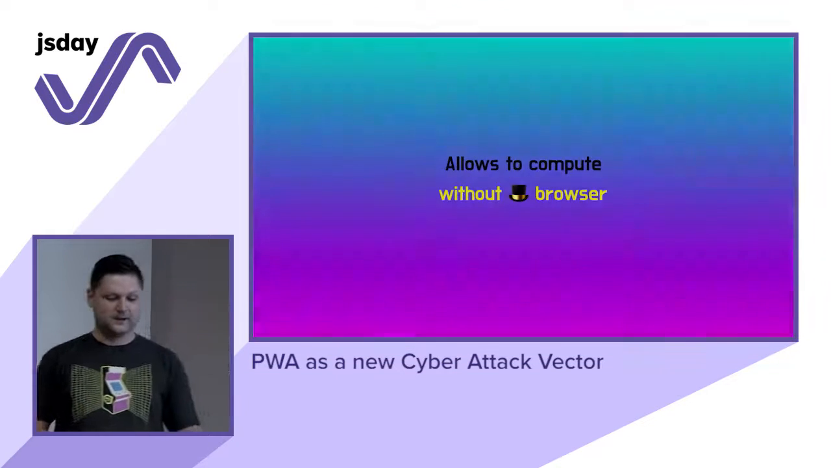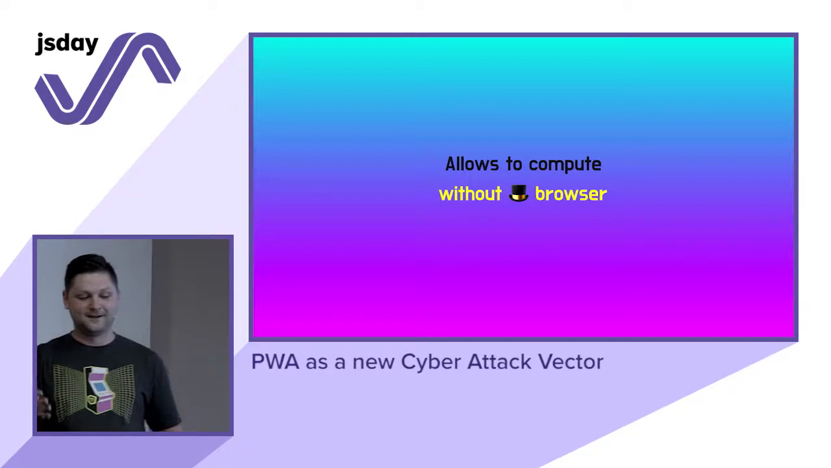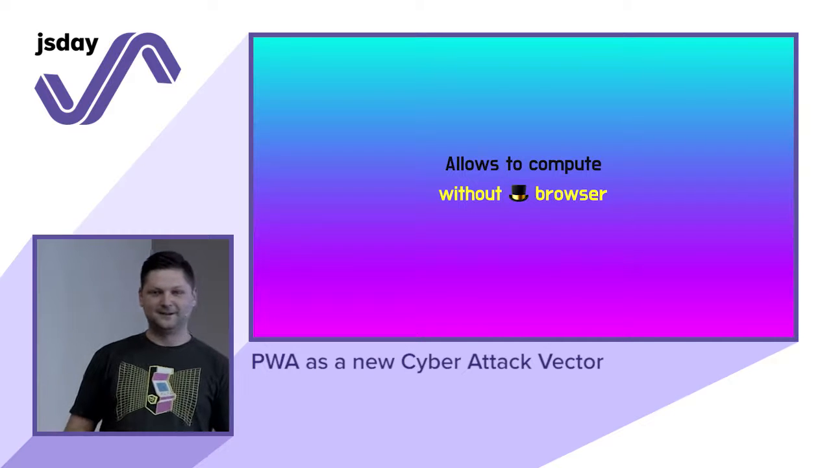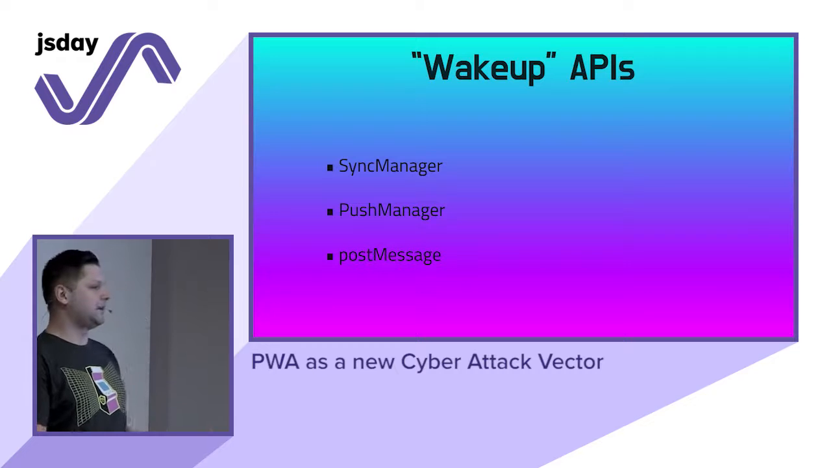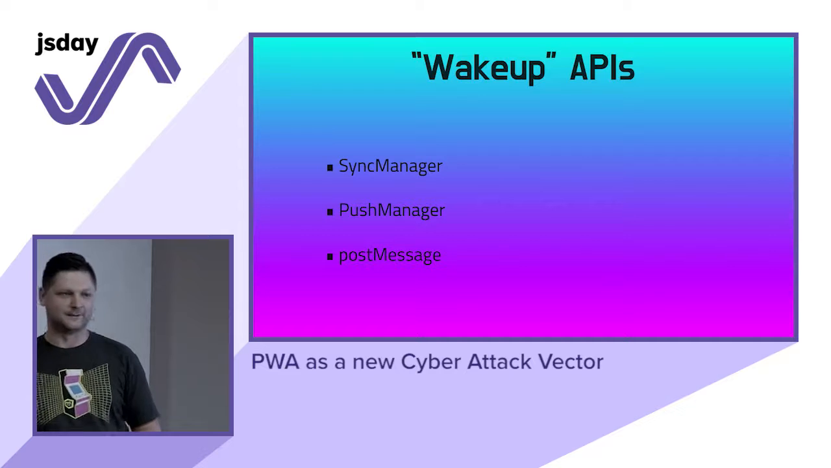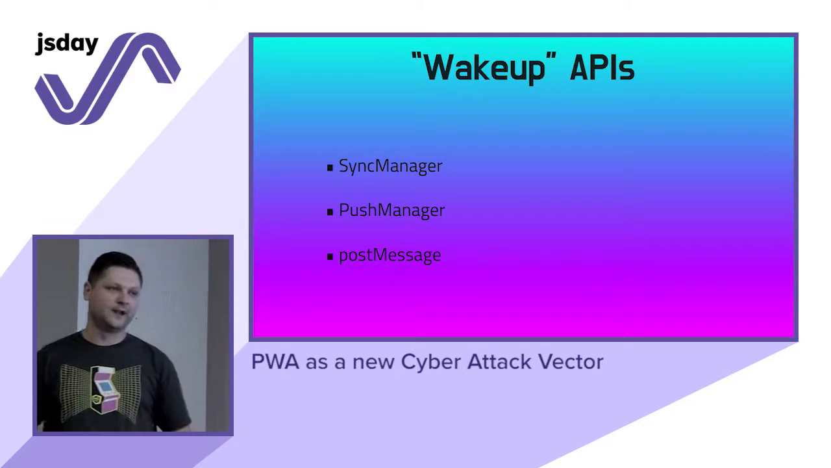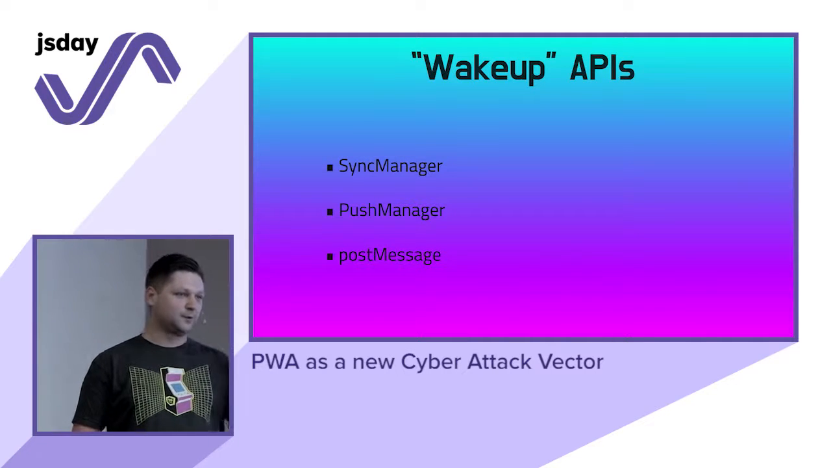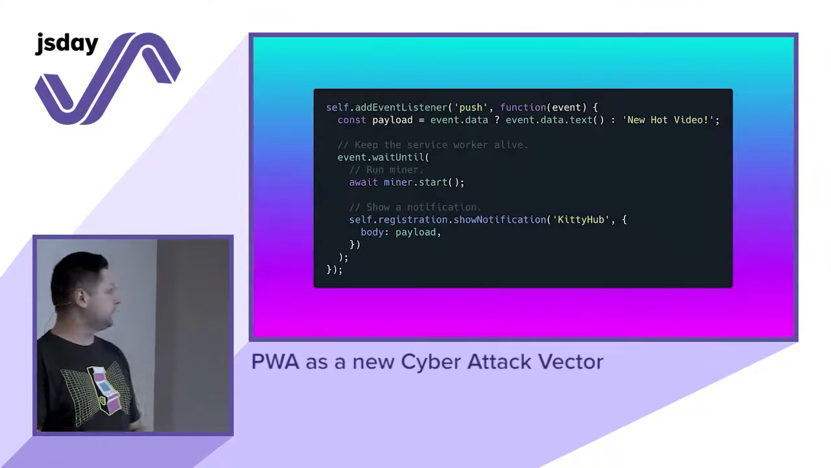So it's pretty easy, but a user might not spend a lot of time on Kitty Hub. So monetization won't be so big, but we can execute our miner when the browser is switched off. And to do this, we need to wake up our service worker. We have a few APIs that could wake up our service worker: background synchronization, push notifications, and messages from other workers. On each of these events, the browser will wake up the service worker and say, hey guy, you need to perform some job, and that's it.